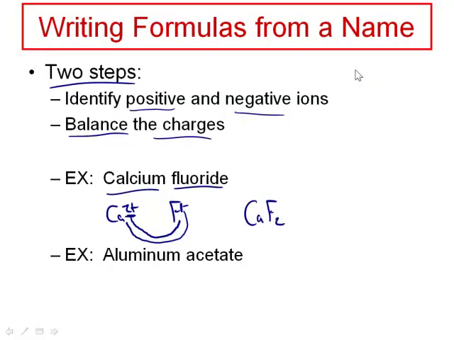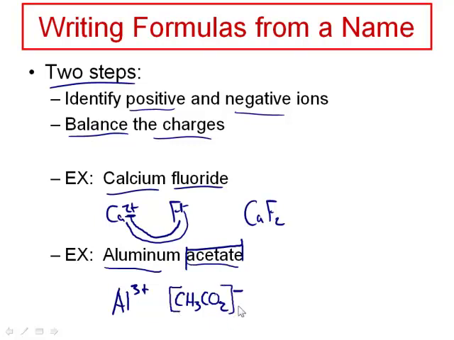Okay, let's look at one that's slightly more complex, aluminum acetate. Aluminum will form a 3 plus ion, okay? Acetate is an example of one of your polyatomic ions that you have to memorize. There are several ways you can write the formula, but here's my favorite way. It is CH3CO2 minus, okay? Now here's the thing you have to remember. This whole thing right here is a polyatomic ion. These atoms behave as a unit. This whole thing has a charge of -1.